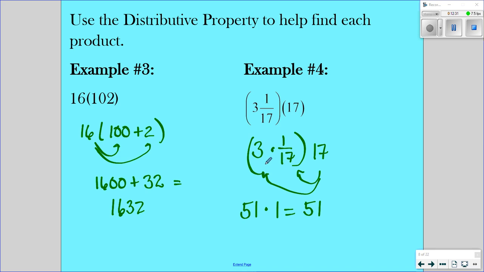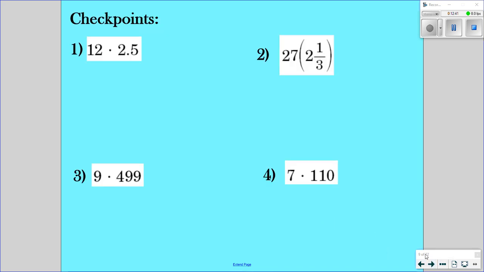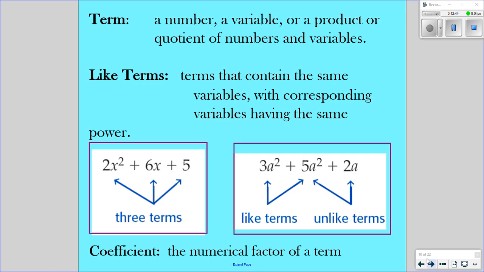So again, that's a way to, if you don't have a calculator, break the numbers apart, then you can distribute and then find your result. All right, so this we're going to just pass through, go to the next one.